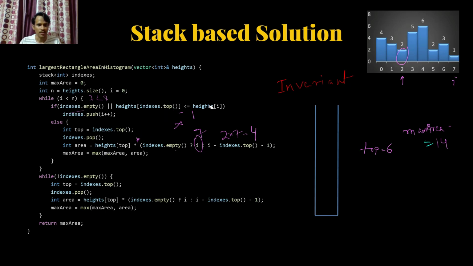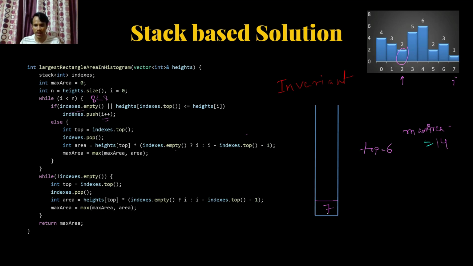Again, we go here, still I is 7, 7 is less than 8. Since the stack is empty, we push this index to the stack, which is 7, right? And we increment it, so I becomes 8. 8 is not less than 8, so we break from this while loop, right?